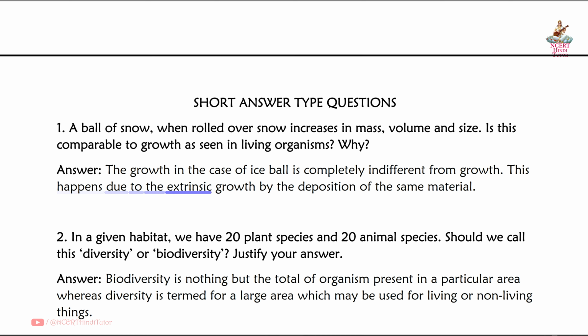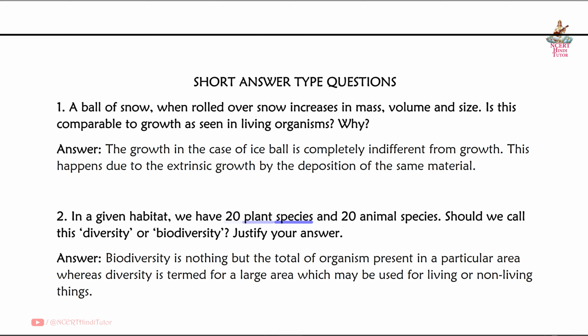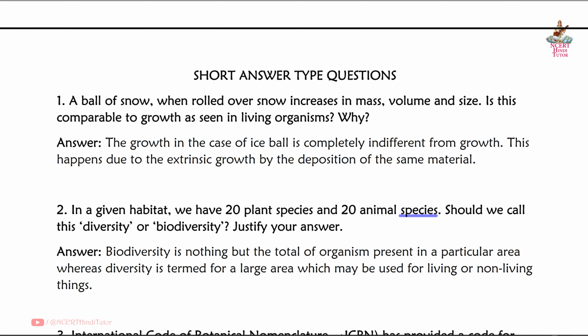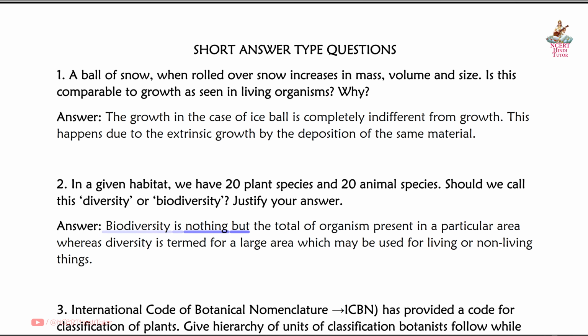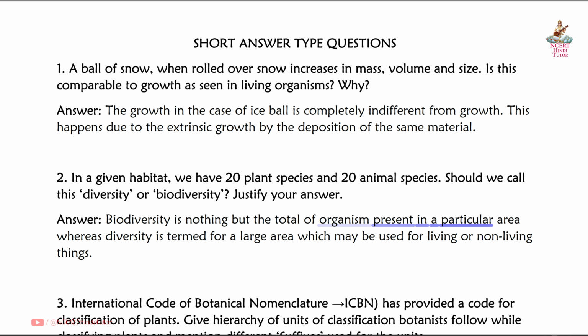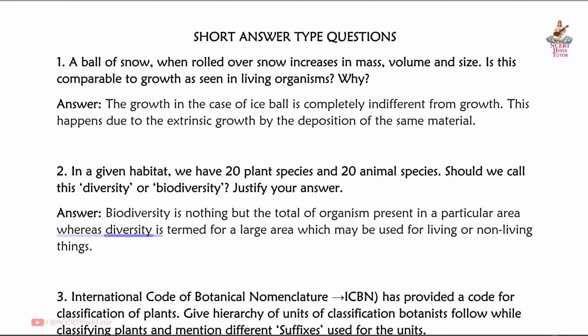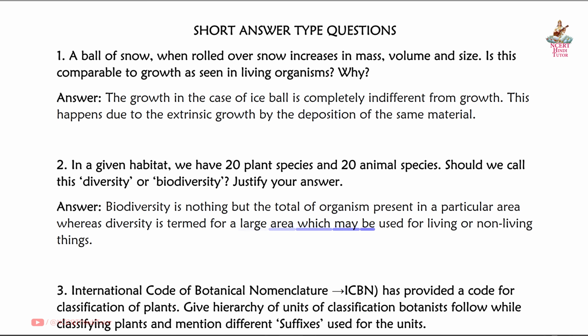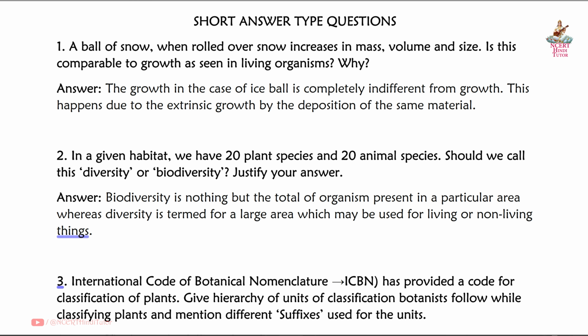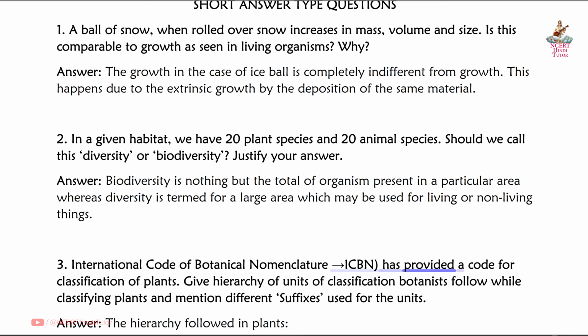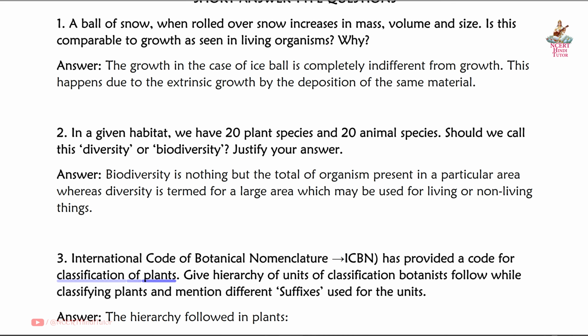2. In a given habitat, we have 20 plant species and 20 animal species. Should we call this diversity or biodiversity? Justify your answer. Answer: Biodiversity is nothing but the total of organisms present in a particular area, whereas diversity is termed for a large area which may be used for living or non-living things. 3. International Code of Botanical Nomenclature, ICBN, has provided a code for classification of plants.